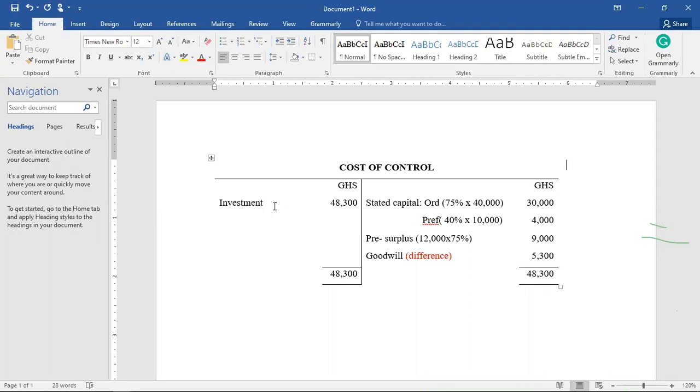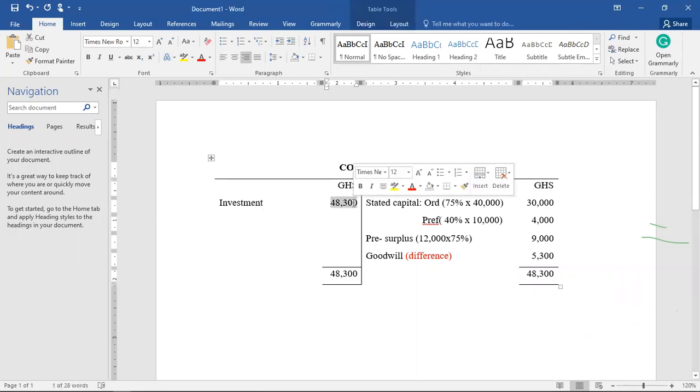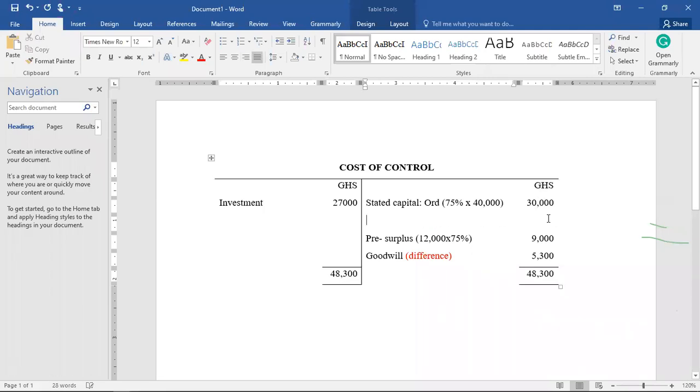PQR bought 20 million shares, but no preference shares, in XYZ at the cost of 27 million. So our cost of investment here is 27 million. We are dropping 3 zeros, so the investment cost is 27,000.